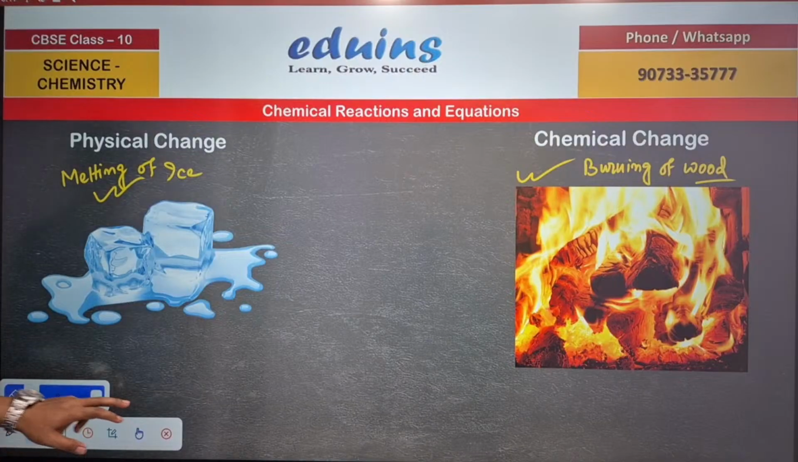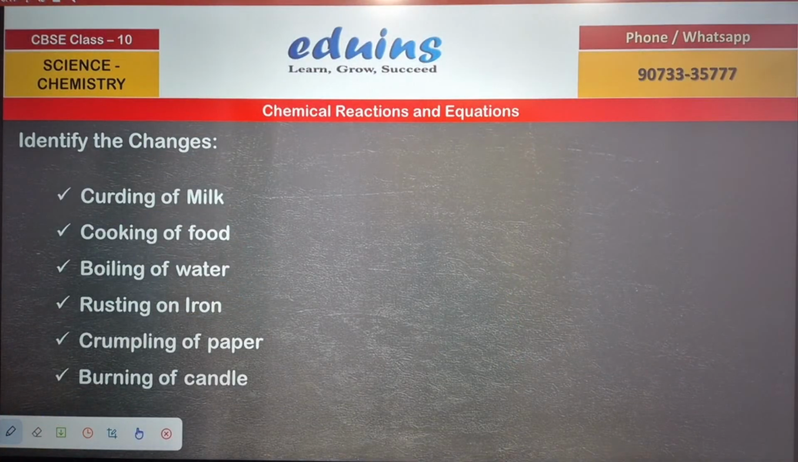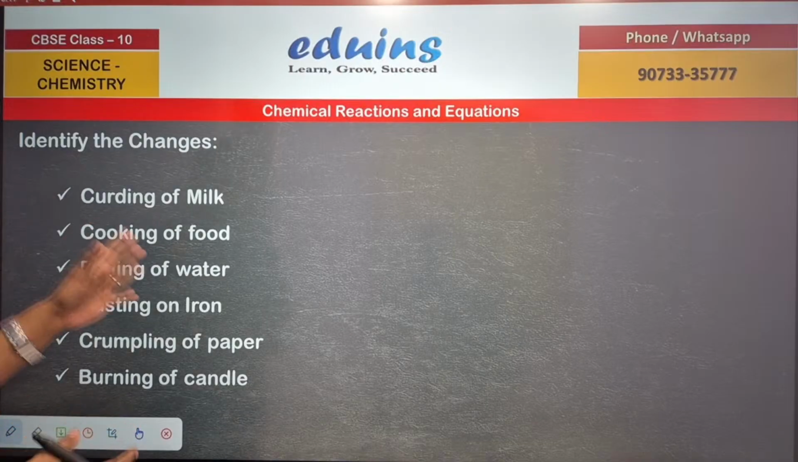Now came a discussion part: identify the changes. Based on our daily life, the examples are curdling of milk, cooking of food, boiling of water, rusting of iron, crumbling of paper, burning of candle. What type of changes are those?